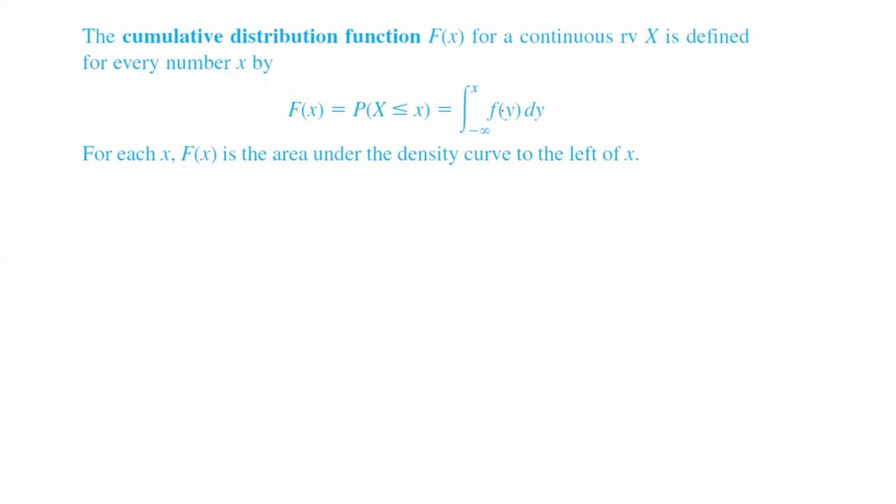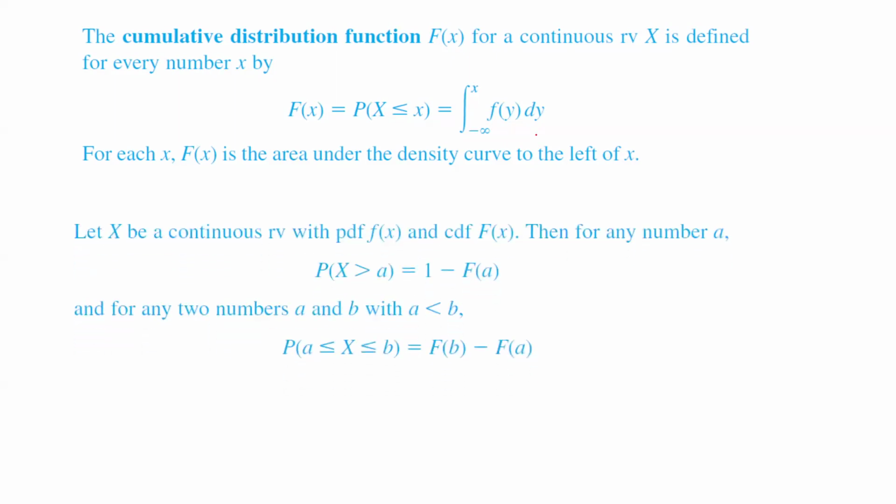So as we mentioned, the cumulative distribution function F of X for a continuous random variable X is defined for every number X as the integral of f of Y dy, negative infinity to X, which is the range for your variable Y. Suppose X is a continuous random variable with probability density function f of X and cumulative distribution function capital F of X. Then for any number A, the probability that X is more than A is 1 minus F of A. And for any two numbers A and B, when A is less than B, the probability that X is bounded between A and B inclusive is F of B minus F of A.